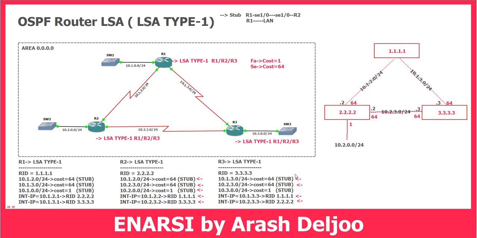Okay, and here now you can see all of this information. Also, we have another line. I am connected to 10.3.0.0/24 with the cost of 1 without any other neighbor.